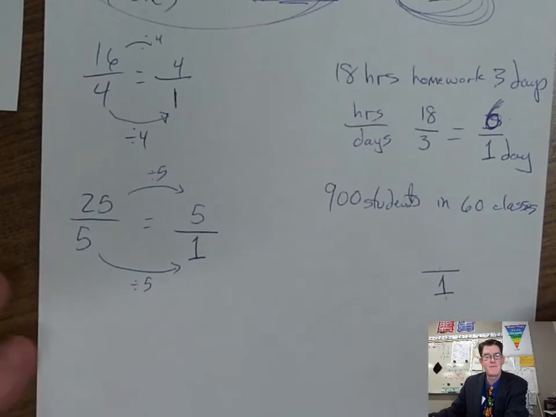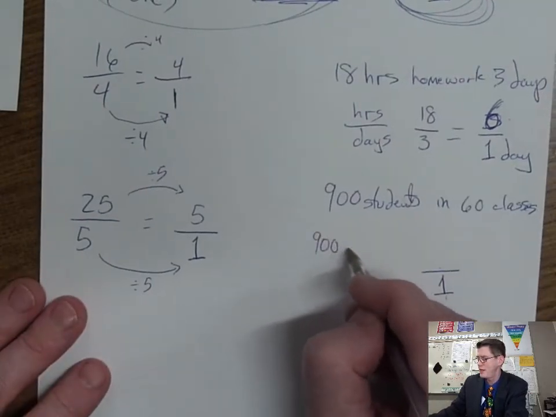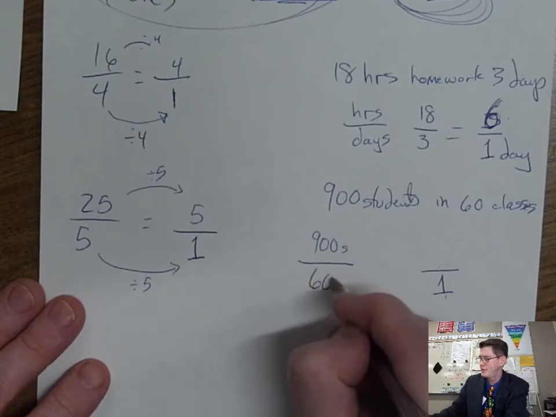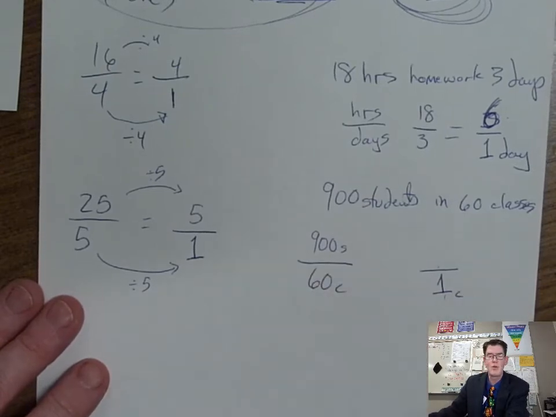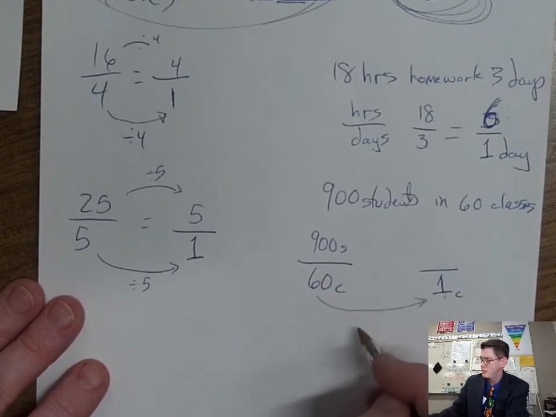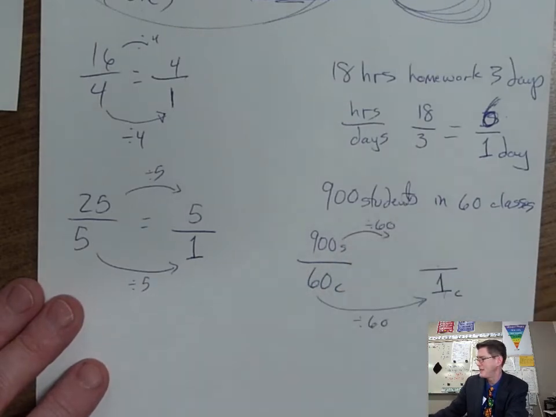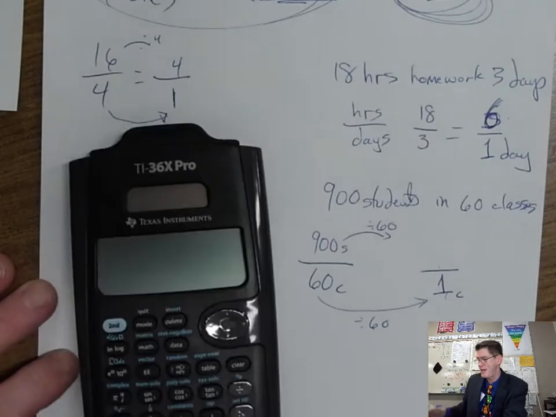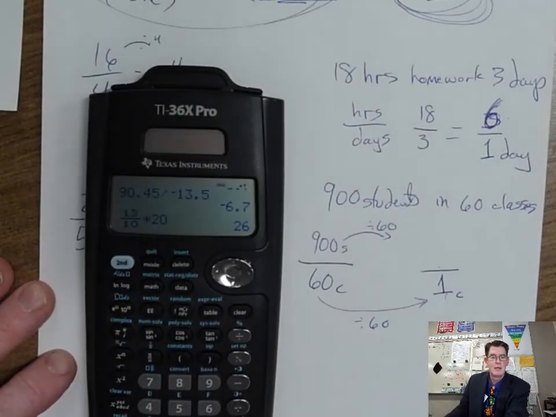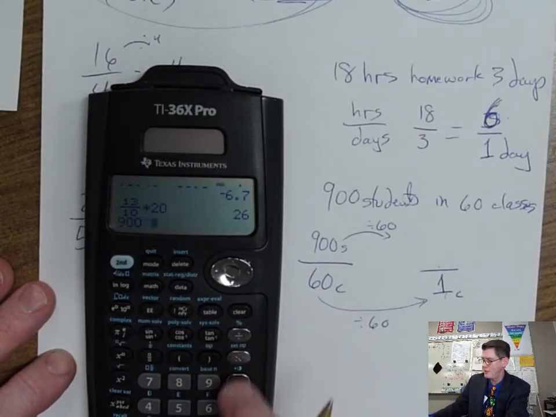Well, you build the first equation. There's 900 students in 60 classes. How many are in one class? Well, you get from 60 to 1. You divide it by 60. So same thing up here. You take the 900 and you divide it by 60. If I was smart enough, I'd do that in my head, but I'm not. So thank goodness for calculators. 900 divided by 60.